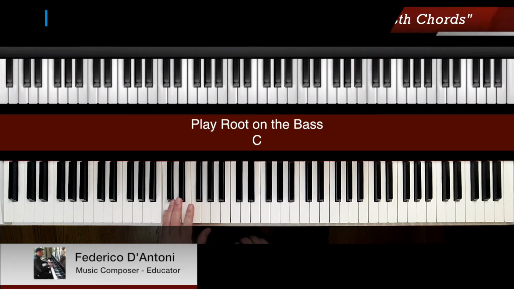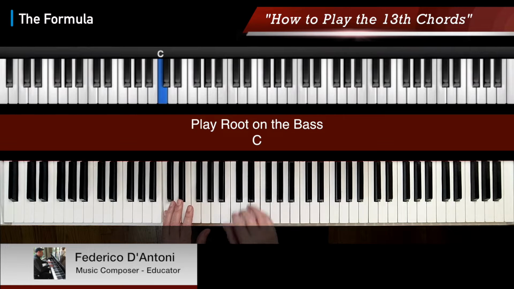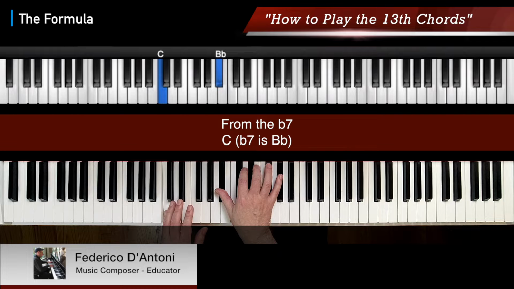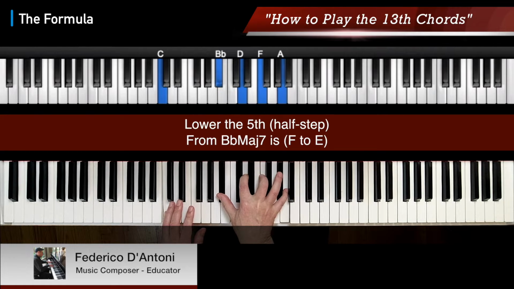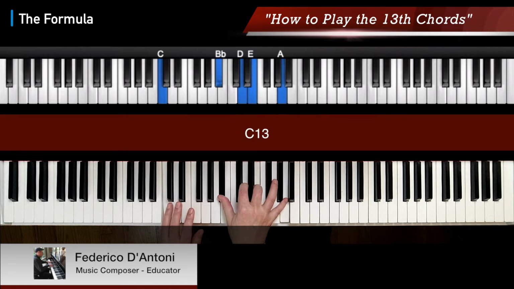Let's say we want to play C13. We play C on the bass with the left hand. The flat 7 of C is B flat. So then we play B flat major 7 with the right hand. Now we lower the fifth a half step. The fifth of B flat is F. We lower it to E, and we get C13. The chord contains the flat 7, the 9, and the 13. It's a C7, 9, 13.